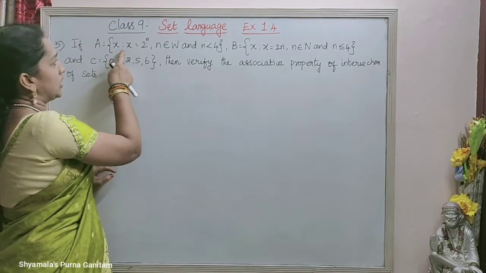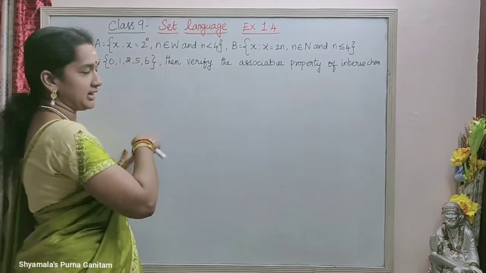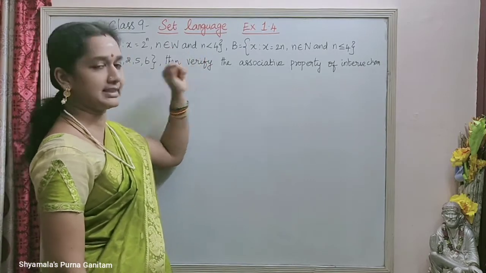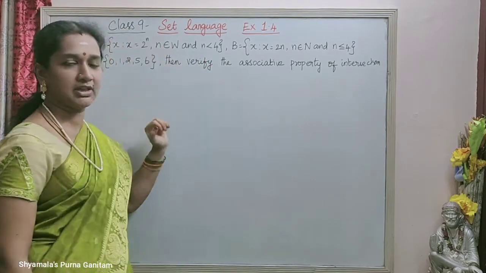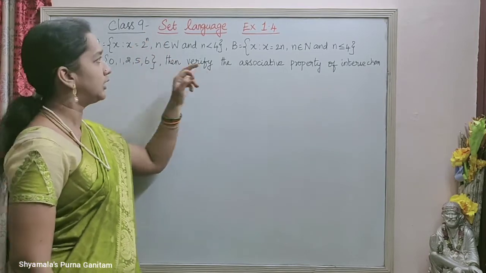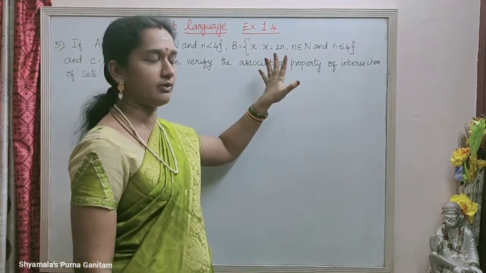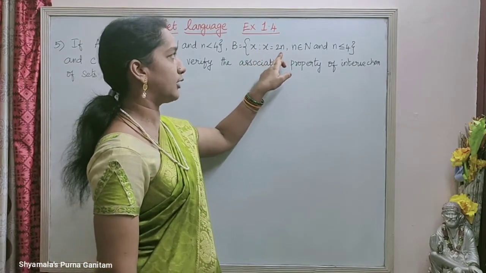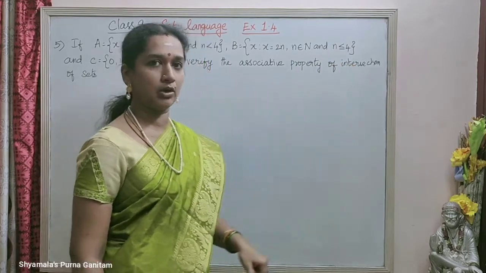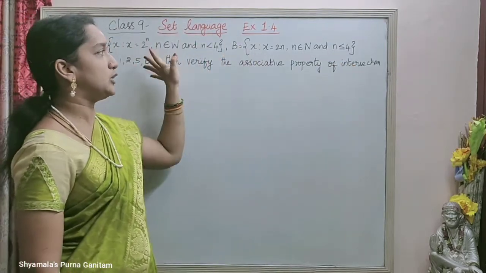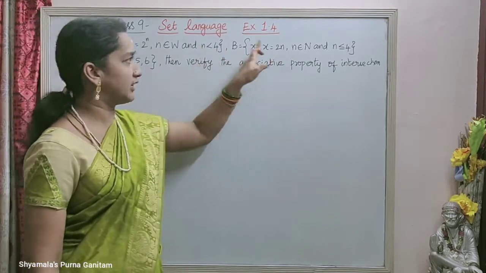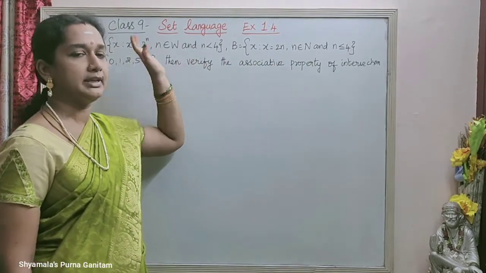If A is equal to {x such that x = 2 power n, n belongs to W, that is whole numbers, and n less than 4}. So this is the condition given, some rule is given. So we are asked to find the elements from the given rule. B is also given like that only: {x such that x = 2n, n belongs to N, that is natural numbers, and n less than or equal to 4}. So when you find the value of this by substituting natural numbers and whole numbers with the given condition, we will get the elements of A and B.